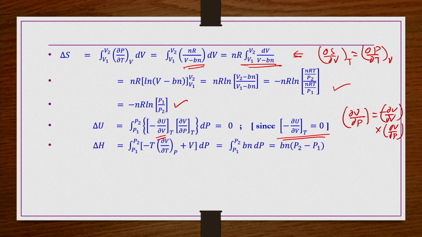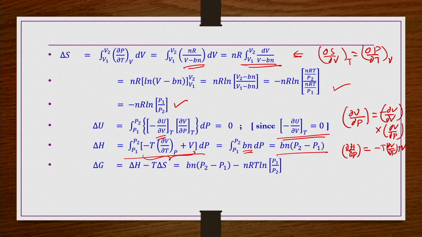Similarly, for ΔH we have seen the relation ∂H/∂P in the previous slide, this is nothing but minus T ∂V/∂T plus V. If you integrate this equation, ∂V/∂T is nothing but Bn, and you substitute all these equations here. This particular expression, minus T ∂V/∂T plus V, we found as Bn in the previous slide, so Bn dP, and integration gives Bn (P2 minus P1).